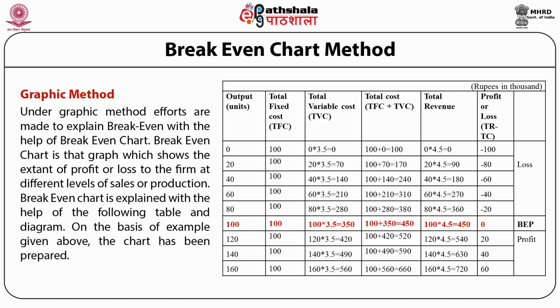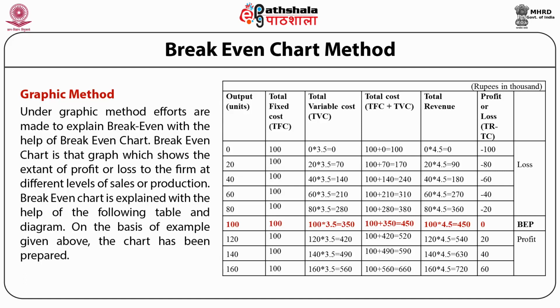In the next column, we have taken the total cost. Total cost is a function of total fixed cost plus total variable cost. So we add the fixed cost and the variable cost, that means column 2 and column 3. 1 lakh plus 0 is equal to 1 lakh, and so on. Total cost has been taken for 160 units as 6,60,000.